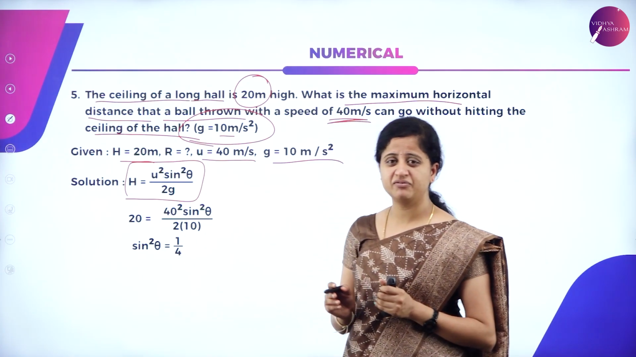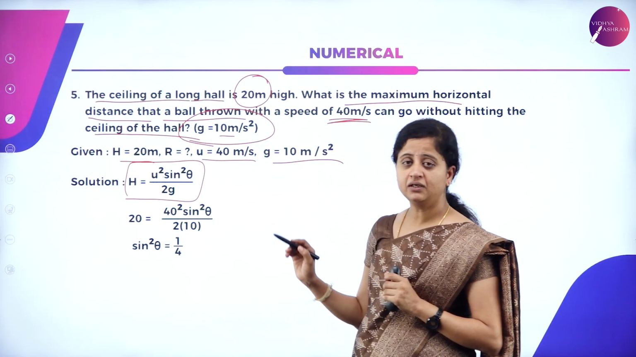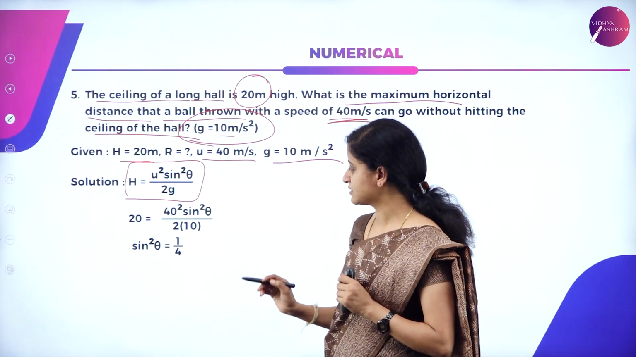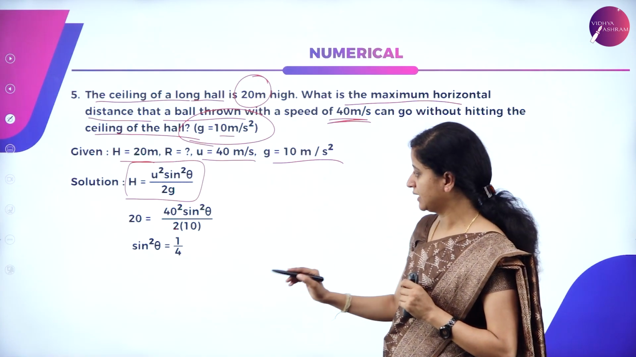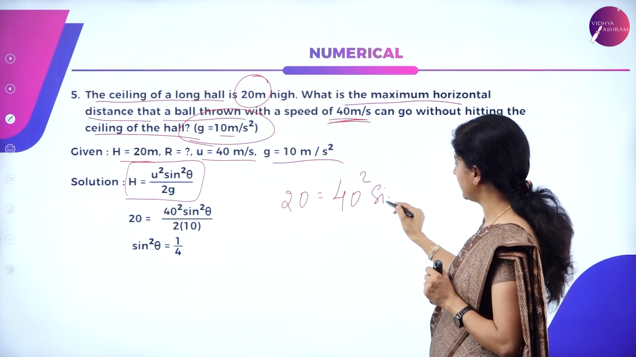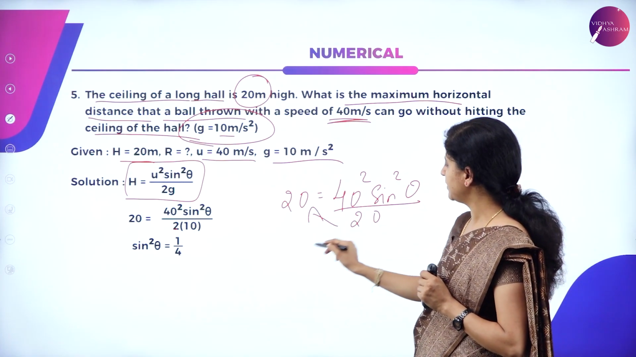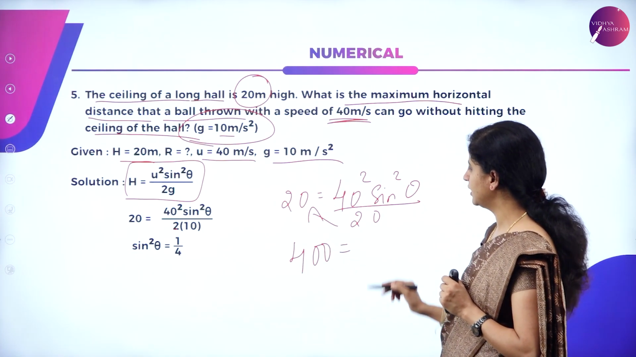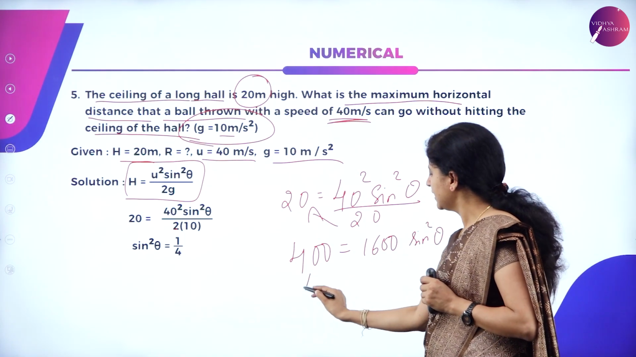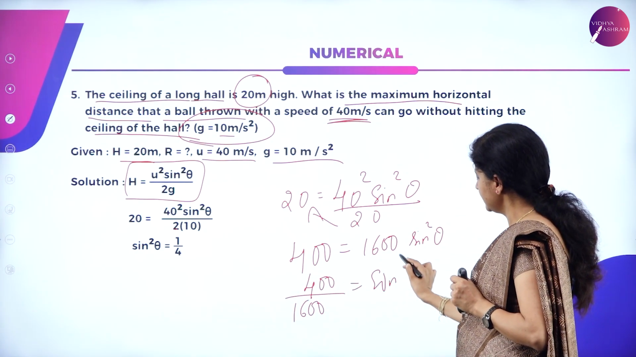So you can either simplify by rounding it off to 10 also. So now we want the value of theta. Let us retain the theta term and solve the rest of the terms. Here 2 into 10 is nothing but 20. So we can write 20 equals 40 square sine square theta divided by 2 tens are 20. Now cross multiply this, you will get 400 which is equal to 40 square, 1600 sine square theta, or we can write it as 400 divided by 1600 which is equal to sine square theta.